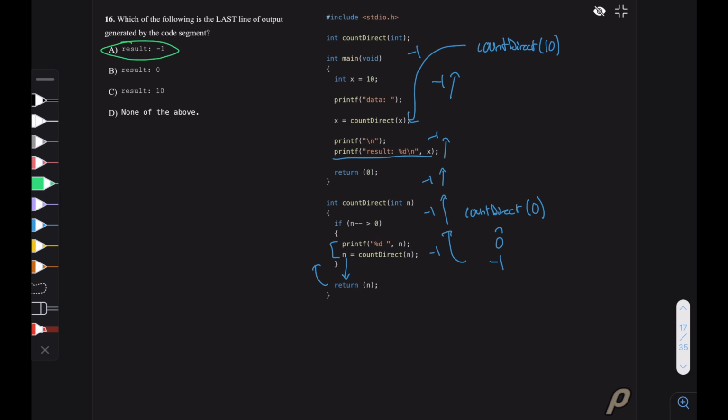I think I might have misspoken in the previous question. I might have said that it was returning different numbers back up the chain, but no, it's returning this -1 all the way back up the chain, since we are not adjusting n at all between where it gets returned and where we return it to the previous function call. So hopefully that makes a little bit of sense.